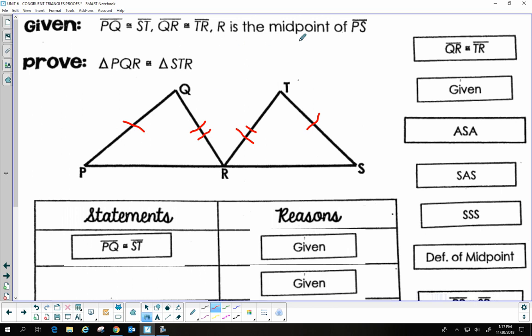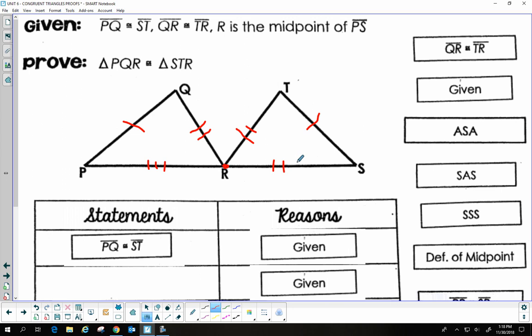And then it says R is the midpoint of PS. So R right here is the midpoint of segment PS. If R is the midpoint of that big long segment, that means that these two smaller segments, PR and RS, are congruent. So we're going to put that on the picture, and then we're going to have to justify these two segments being congruent within our proof, and I'll show you how to do that.